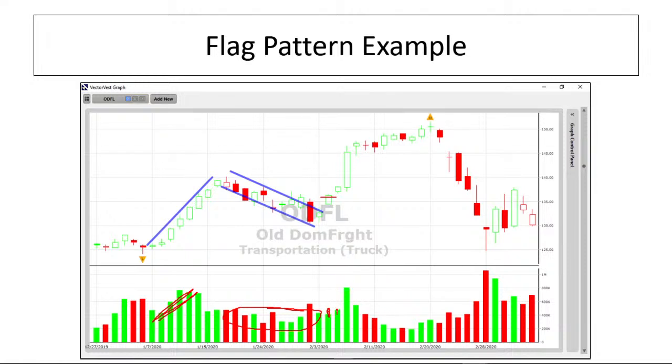Follow through the next day on even better volume, and there's where you take the trade. You take the trade on confirmation. You set your initial stop loss right below the low of the consolidation period. You measure the flagpole. Now, you don't have to necessarily measure the flagpole until you take the trade.